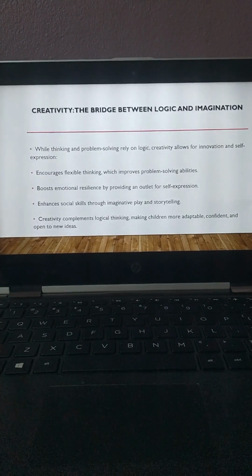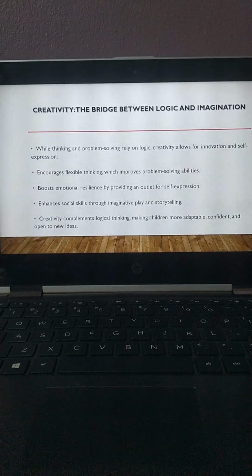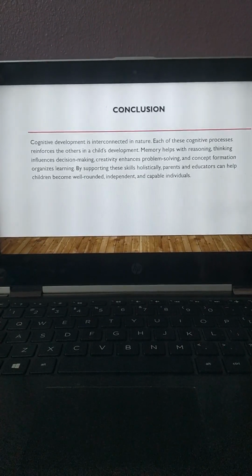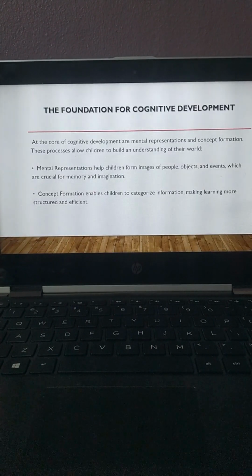This lecture, this today's class, is quite short because of the topic we are treating. So before we treat the conclusion and the test, let's just go back and revise. We said that mental representations and concept formation are the very, very foundation.